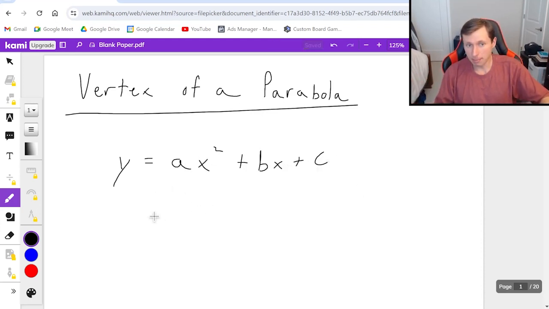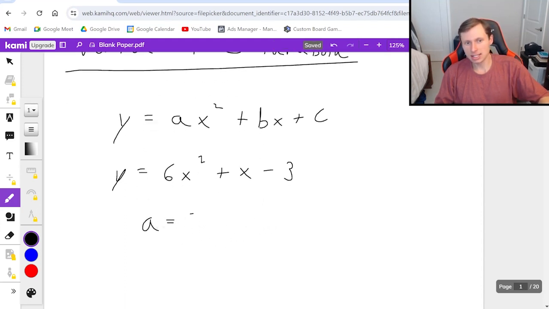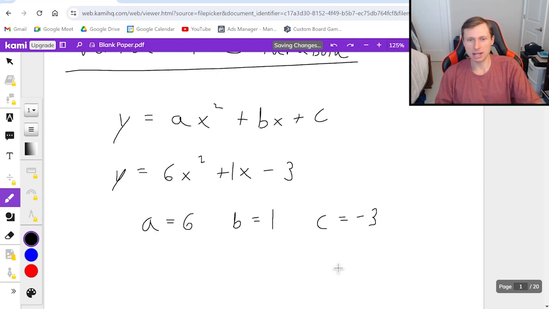And so for example, if I have y equals 6x squared plus x minus 3, then that means a is 6, b is 1 because there's an invisible 1 in front of the x, and c is negative 3. A lot of my students will say a is 6x squared and b is 1x. No, do not say that. Never include x in your a, b, and c.